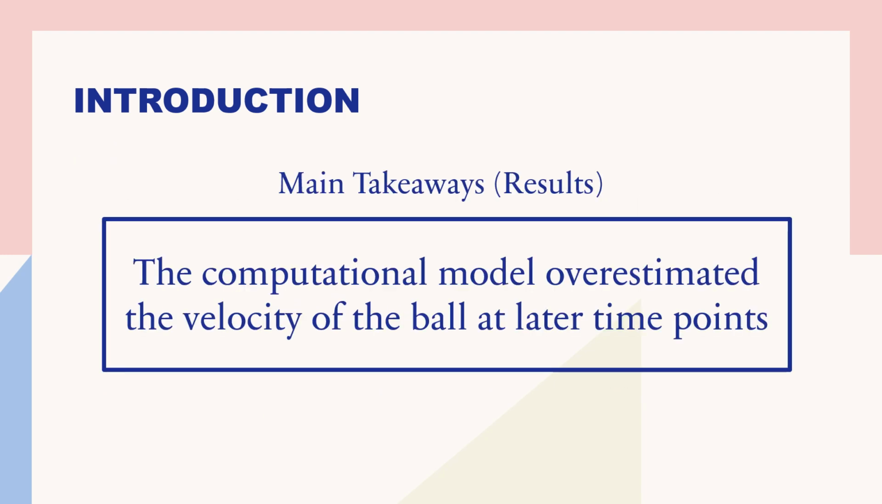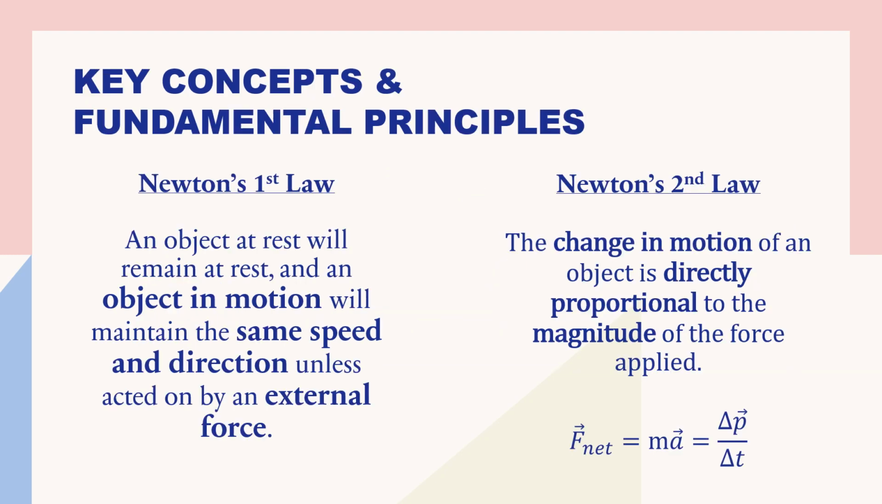The main finding was that the GlowScript model overestimated the velocity of the ball towards the end of the observation period. The fundamental principles represented in this lab are Newton's first and second laws. The first law explains that an object's motion won't change without an external force, and the second expands on that to say that the resulting change in motion is directly proportional to the magnitude of the force that was applied. This is expressed as F net equals mass times acceleration, which is equal to the change in momentum over the change in time.